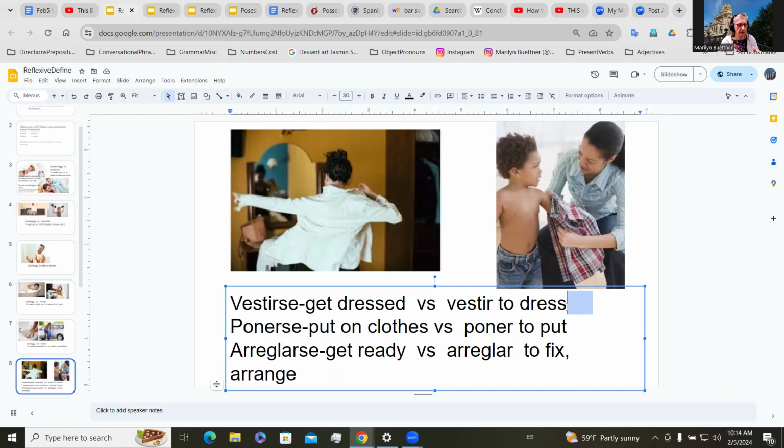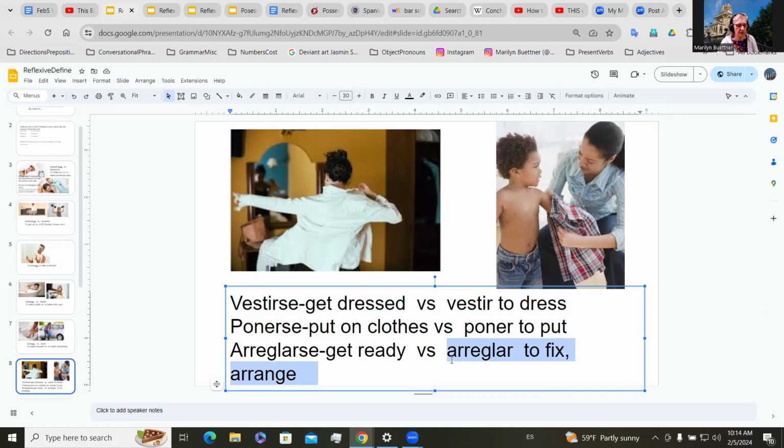Vestir means to dress, which you only do with a little kid, right? Who doesn't know how to put on their own clothes, like a toddler or a baby. But vestirse is to dress oneself. But literally, we say in English, get dressed. That's just the way we express it in English. We use get, right?